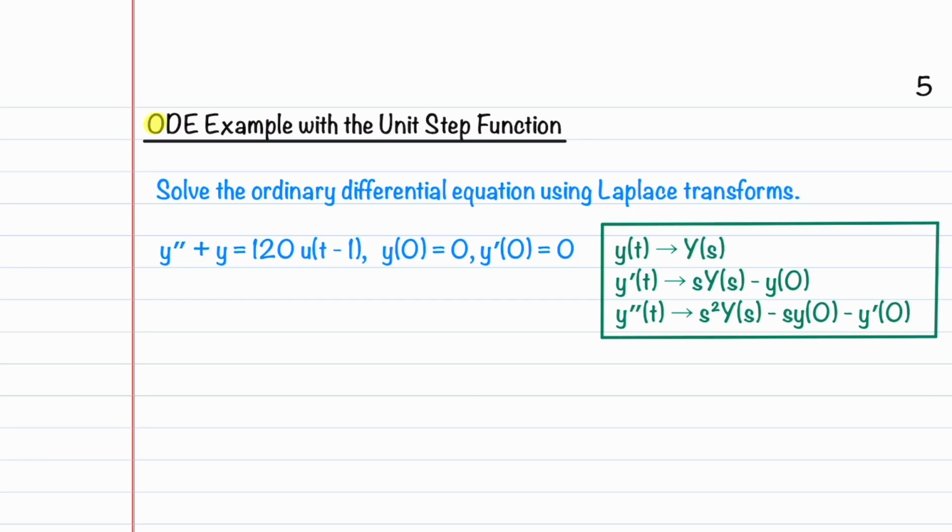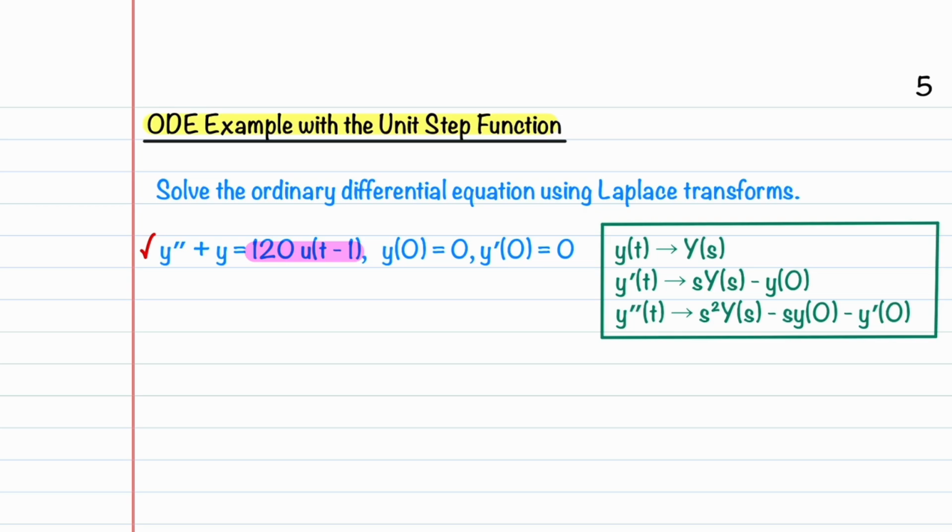We're going to use Laplace transforms to solve an ordinary differential equation where the forcing function, or input, is a unit step function. The equation that we're going to be solving is y double prime plus y is equal to 120 times u of t minus 1. The forcing function is equal to 0, and then it turns on when t is equal to 1.